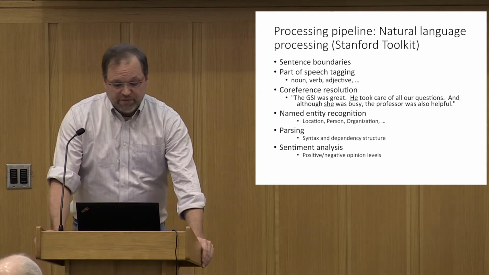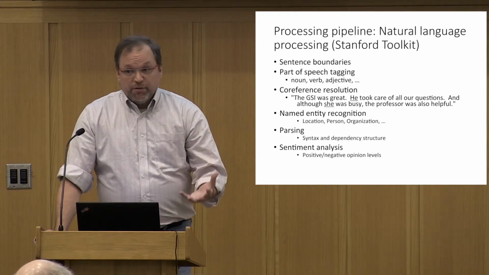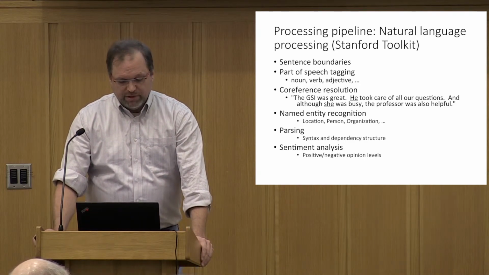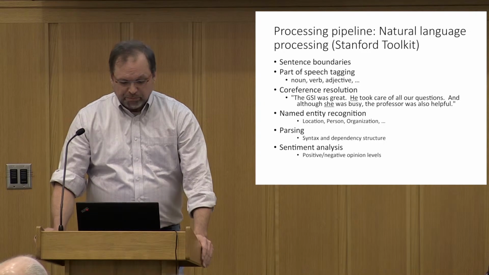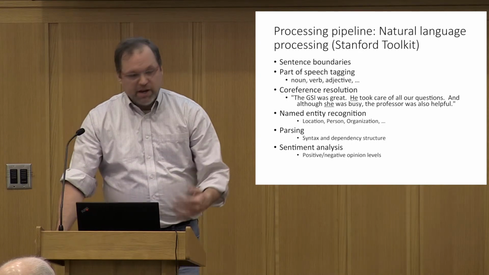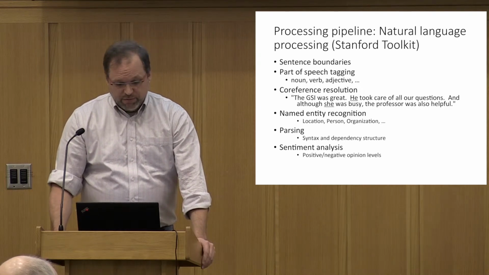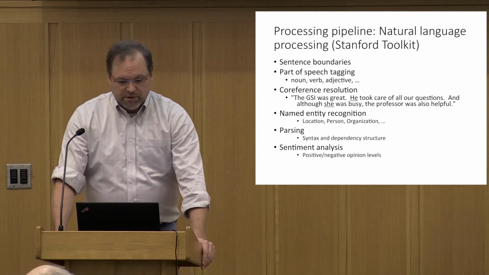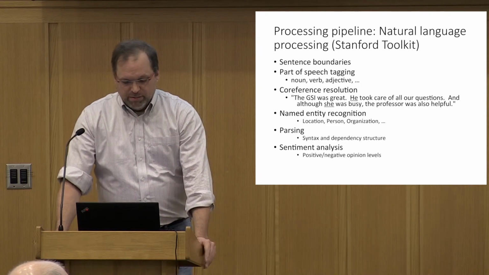So we're using the Stanford Natural Language Toolkit. It's very robust to noisy data. So it can find sentence boundaries, even with limited evidence of them. It can do part of speech tagging. It can do co-reference resolution, which means if you have a sentence like, the GSI was great, he took care of all of our questions, and although she was busy, the professor was also helpful, it knows that he refers to the GSI, and she refers to the professor in this case. So different kinds of anaphora and other co-reference resolutions that the system can do. Named entities, people, places, and things.